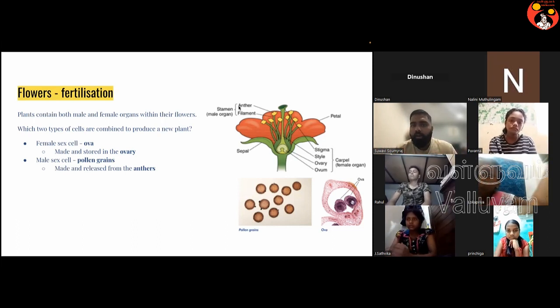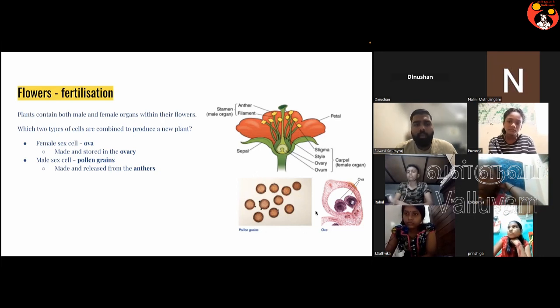If you have a look on the diagram over here on the right, you can see the anther, which is these ones here, the yellow sections. That's where all of the pollen grains are stored. And you can see what pollen grains look like just over here. And then you've also got the ovary, which is down here in the flower, which stores the ova, which looks like that.